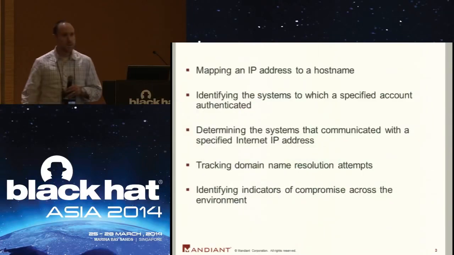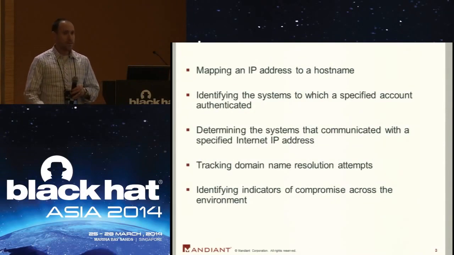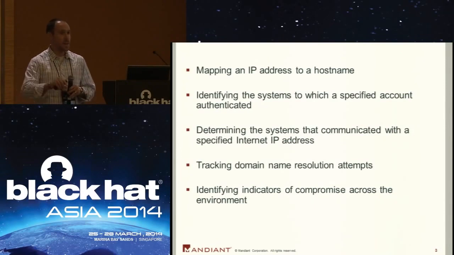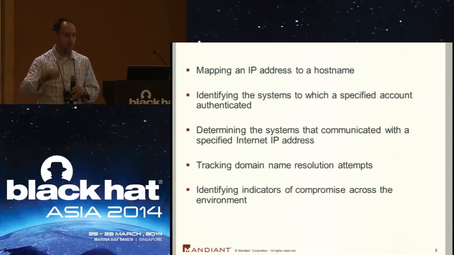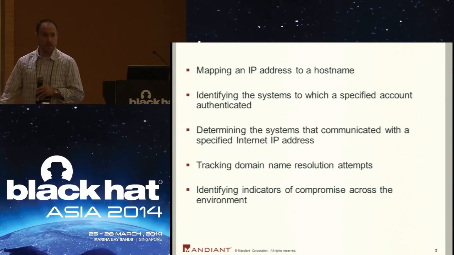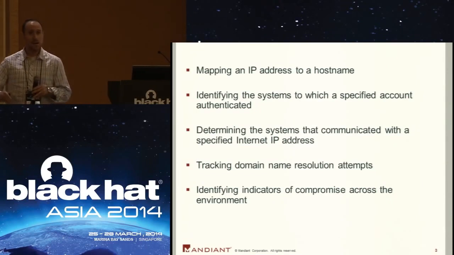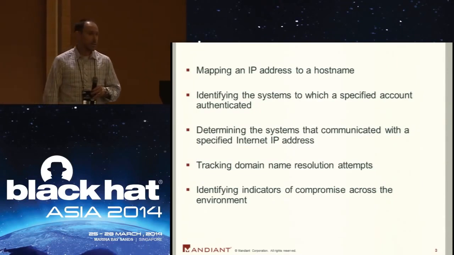So the 5 capabilities are, number 1, if you have an IP address, so an internal IP address and a timestamp, you need to have the capability to take that information and determine what host that corresponds to, so the computer system, the host name. If you have an account name that is of interest in your investigation, you need to be able to take that account name and for some period of time figure out where that account has been used to authenticate.